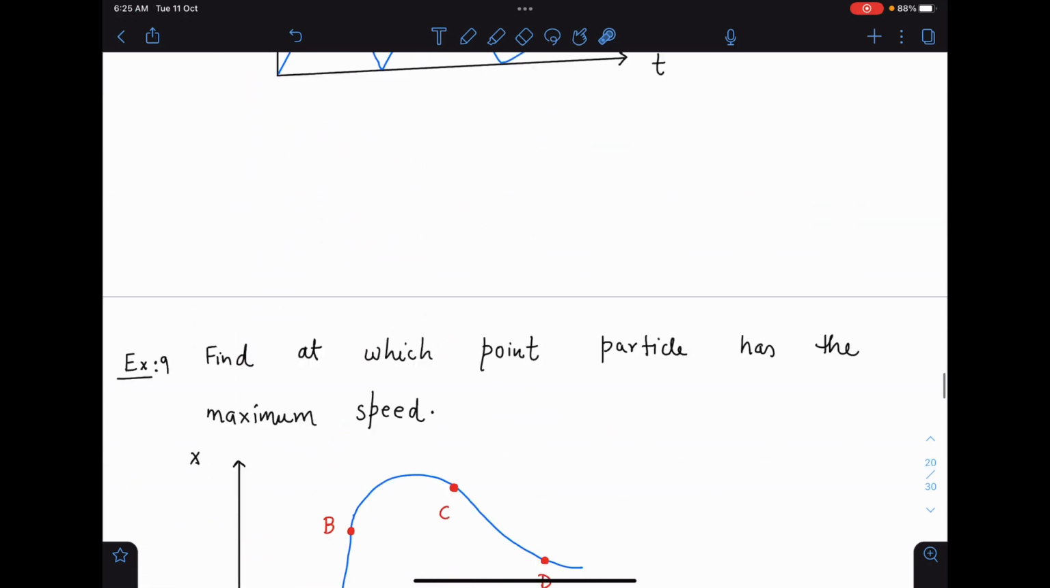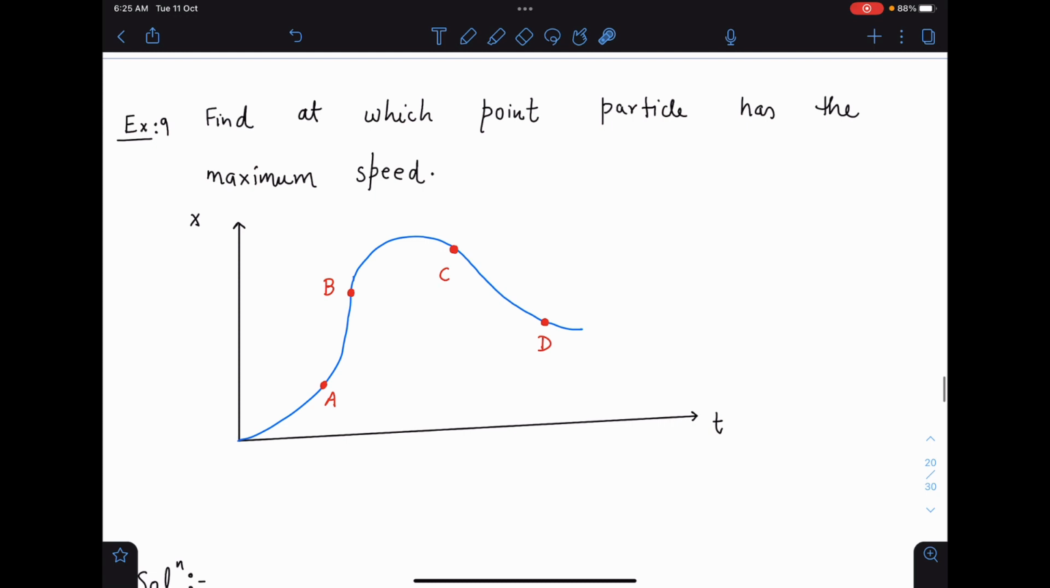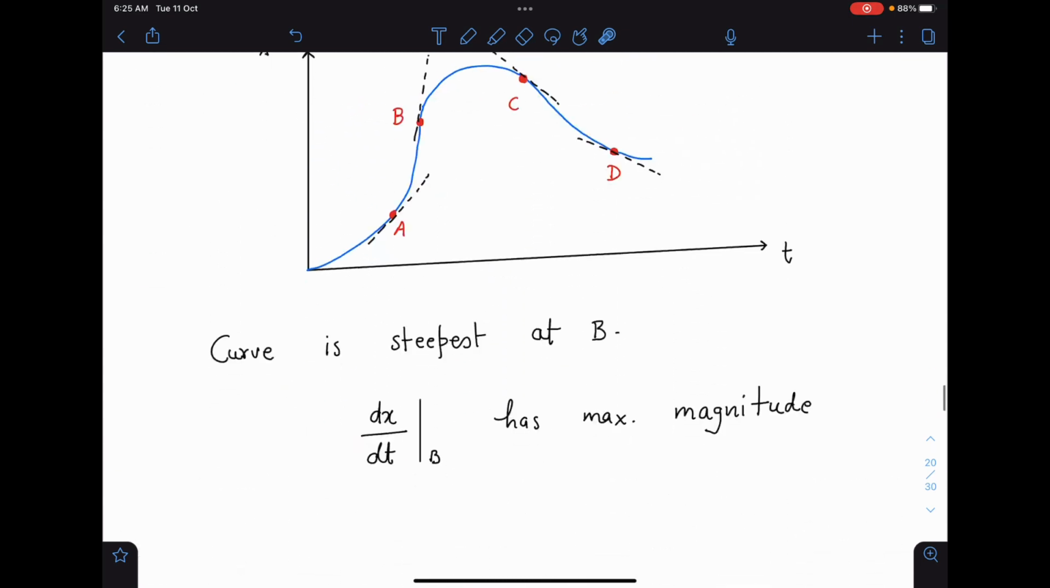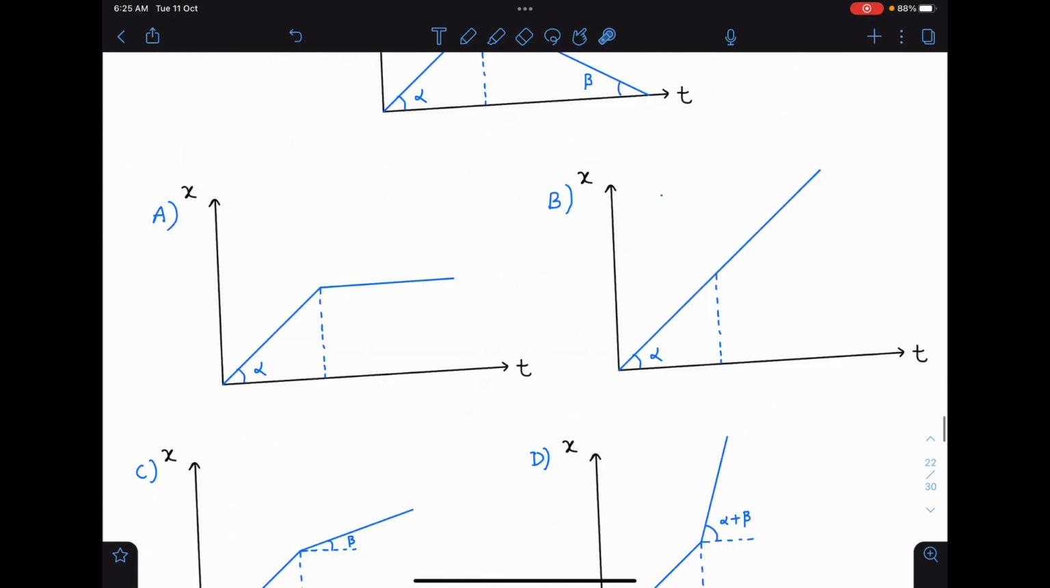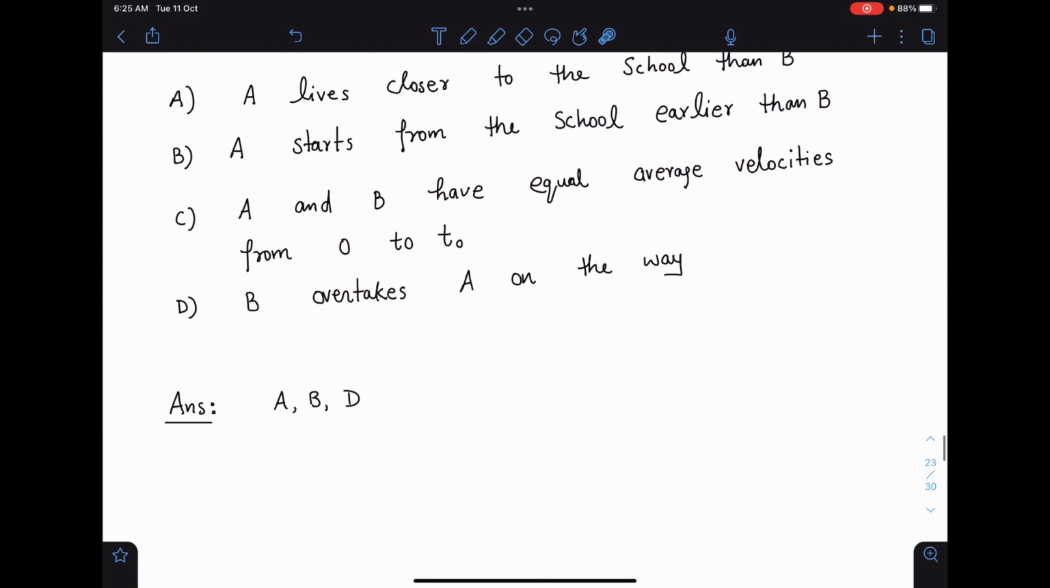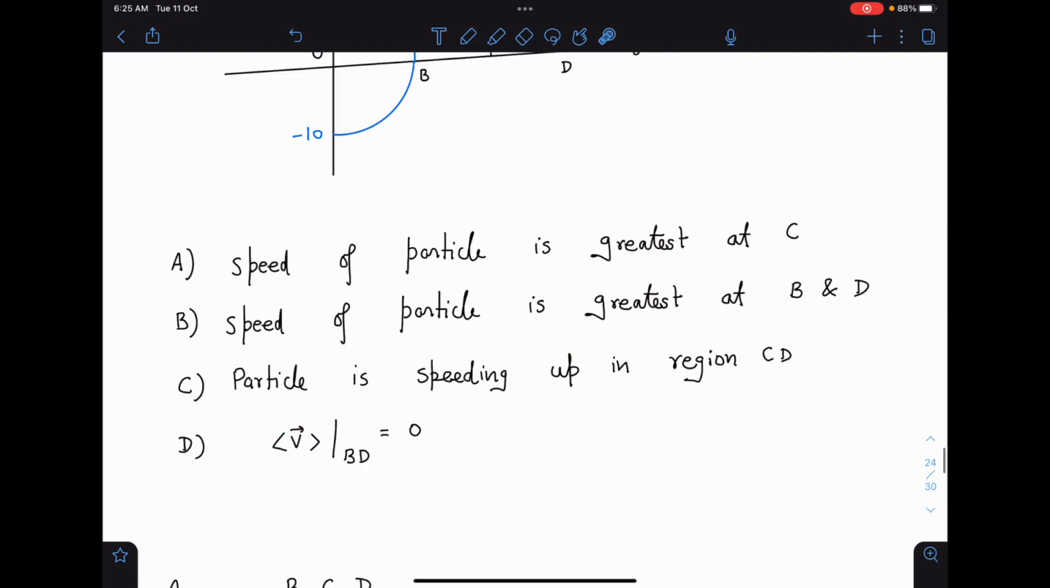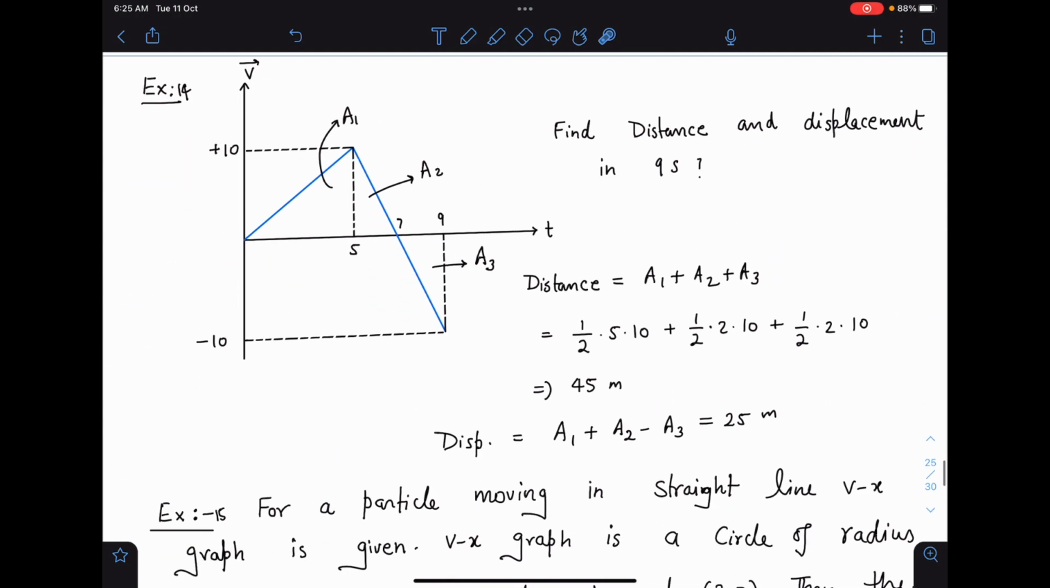Let's move to the next question. Find a point at which the particle has the maximum speed. So this question I think is a repeat. We have seen it already. B was the answer. This was also a repeat. Okay, these 4-5 questions are repeats. No problem. Let's move to the next problem.